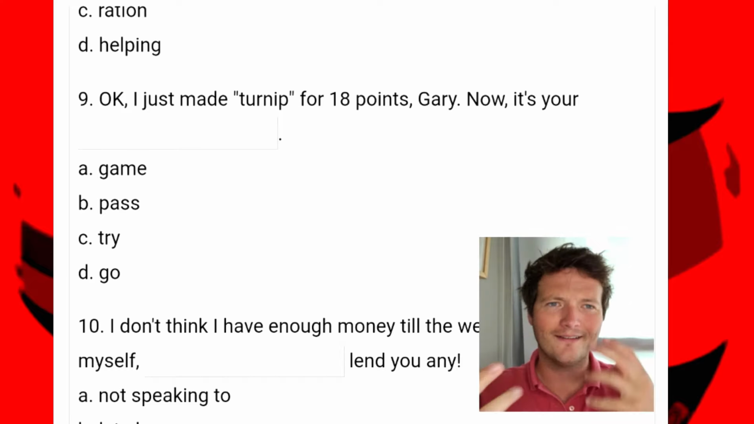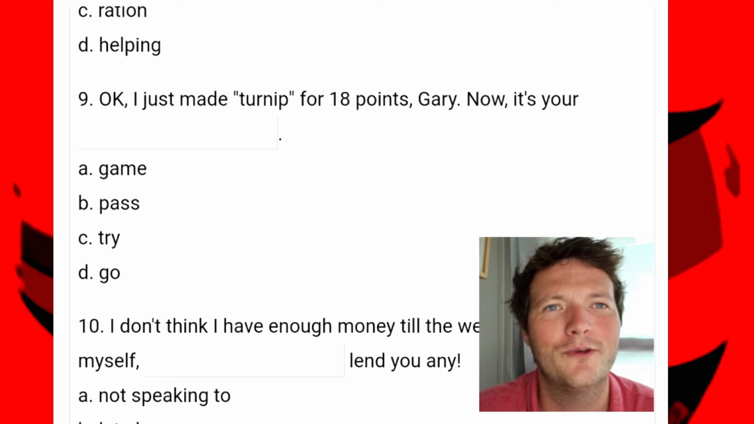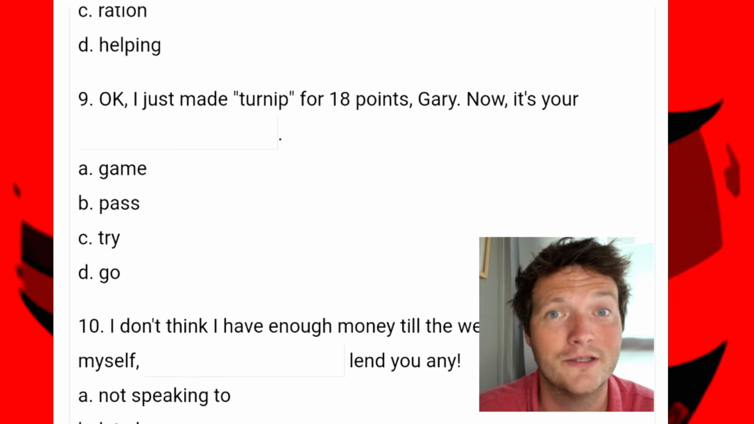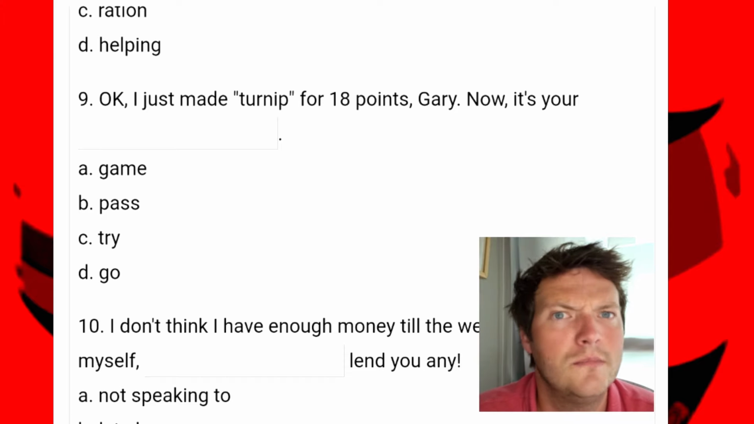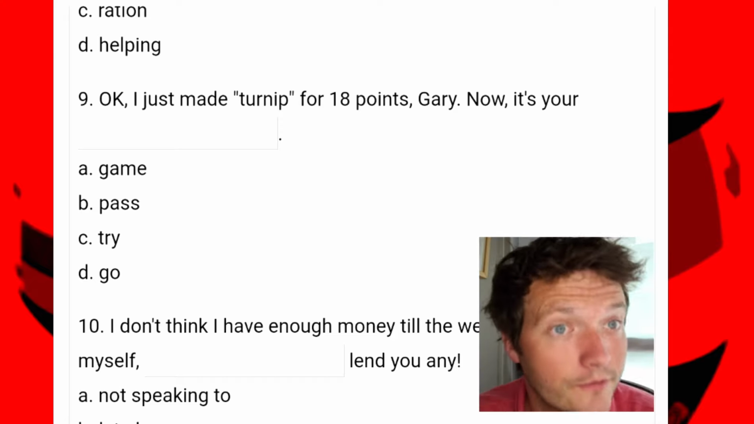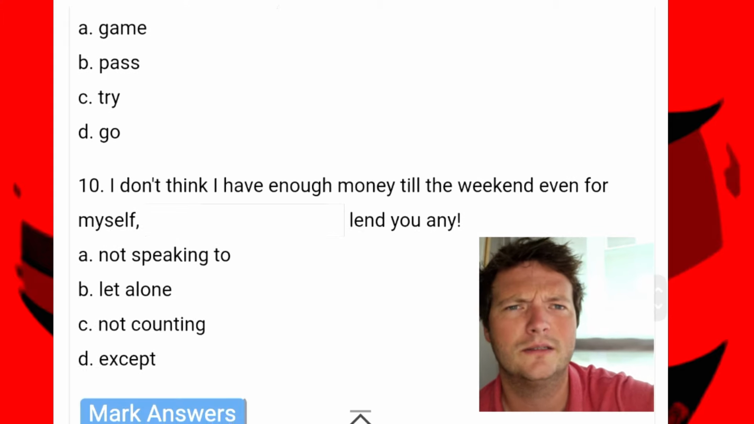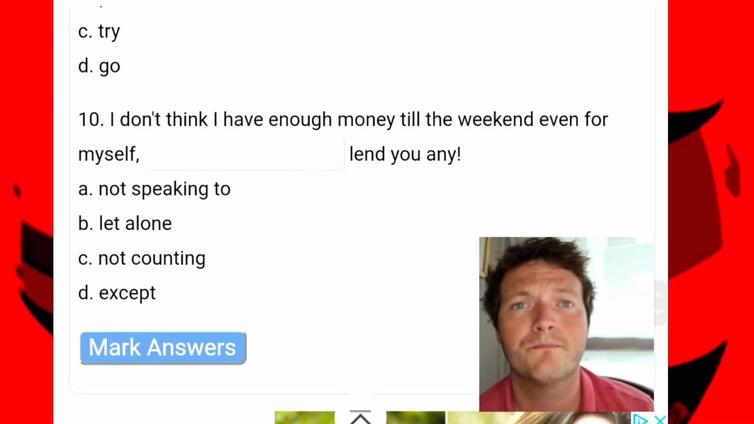Right, so I guess they're playing Scrabble here, and I made turnip for 18 points. I don't know how to play Scrabble. I've never played Scrabble. There you go. Now it's your game, your pass, your try. It's your go. It's your turn. There's another way to say it. There's another turn of phrase. It's your turn, it's your go. I'm finding this pretty easy today. I've got to say, yeah, it's your go.